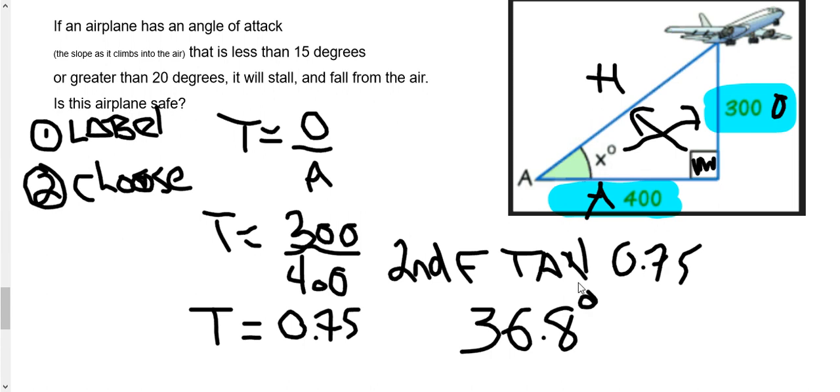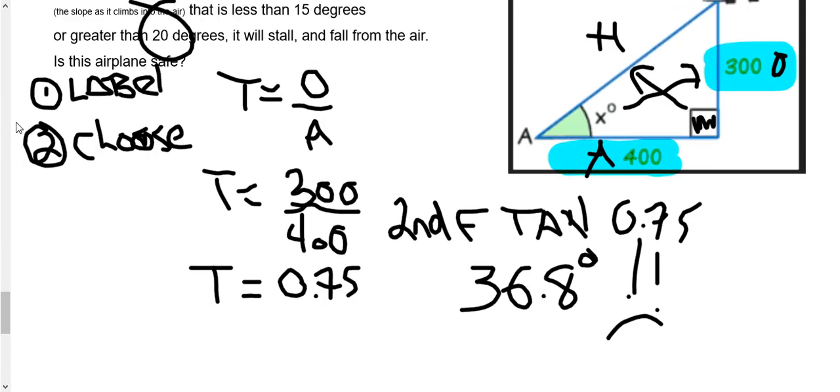Uh-oh. It's more than 20 degrees, which means that plane is going to stall and crash. Somebody better radio to that airplane.